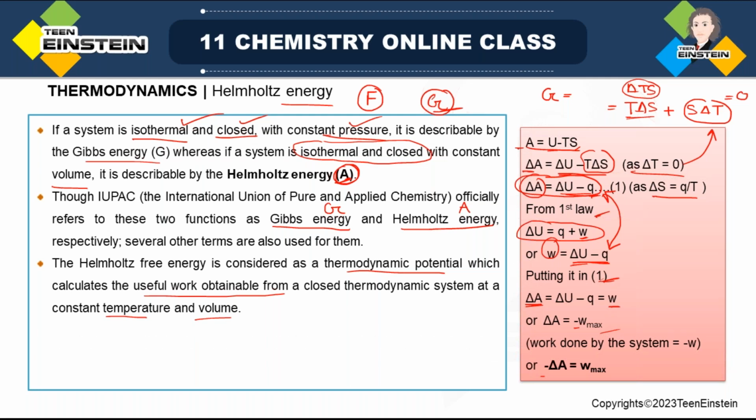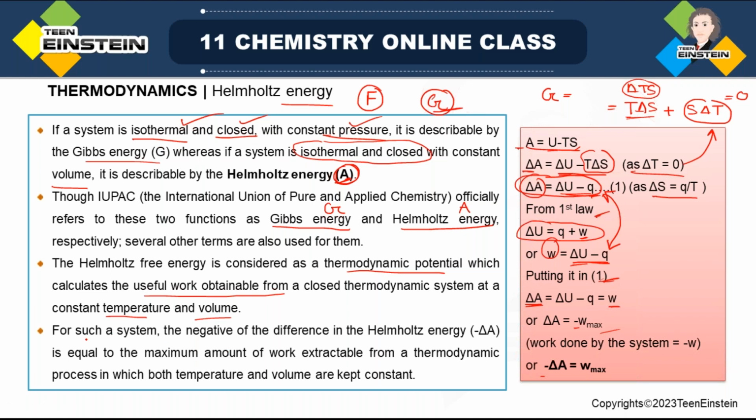Just like we have already derived in the previous class, that change in G, minus del G, is also equal to the same type of expression we have obtained. But that is when constant temperature and pressure. Now we are having the same type of expression between del A and W max. But now the conditions are different. Now the condition is constant volume, not pressure.